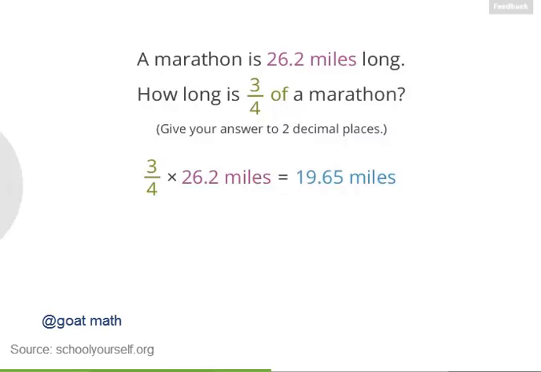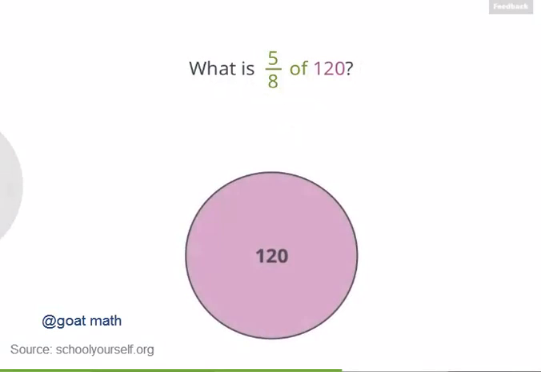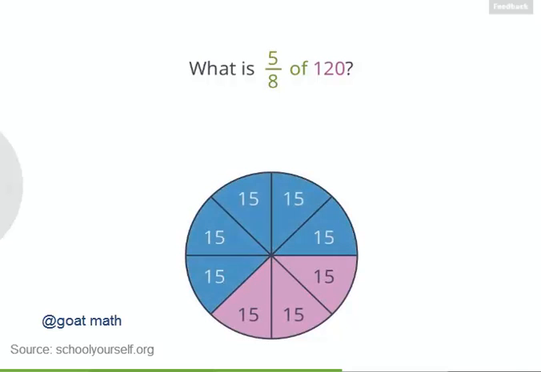Okay, so now let's look at some questions without units. For example, what's 5/8 of 120? Nicely done. You could take 120, divide it up into 8 equal parts, and then count out 5 of them, and you'd get 75. Another way to solve this is knowing that the of signals multiplication. So 5/8 of 120 is 5/8 times 120, which again equals 75.